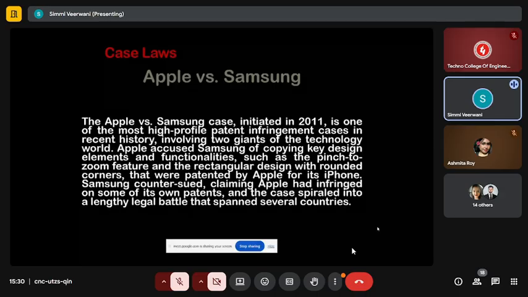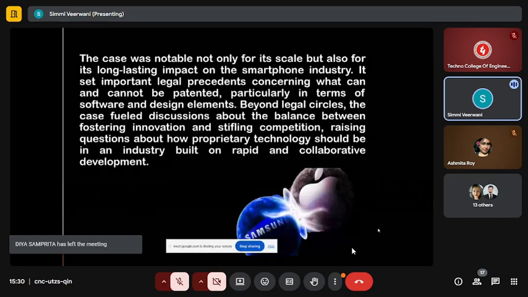It set important legal precedents concerning what can and cannot be patented, particularly in terms of software and design elements. Beyond that, the case fueled discussion about the balance between fostering innovation and stifling competition. It raised questions about how proprietary technology should be in an industry built on collaborative development.